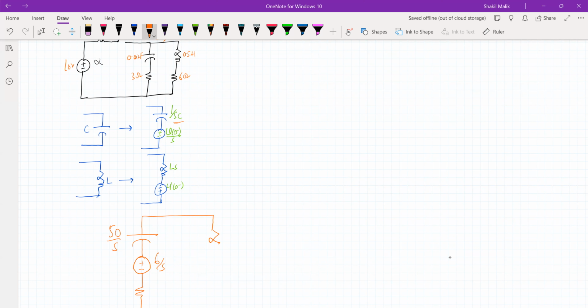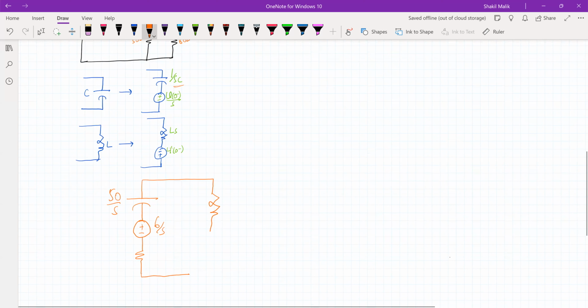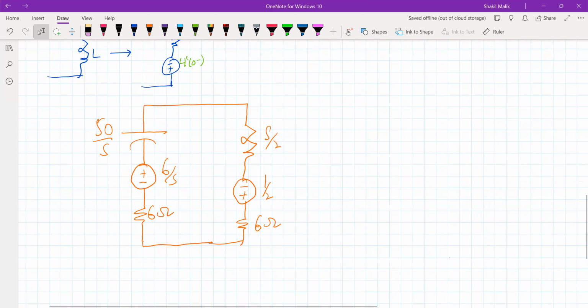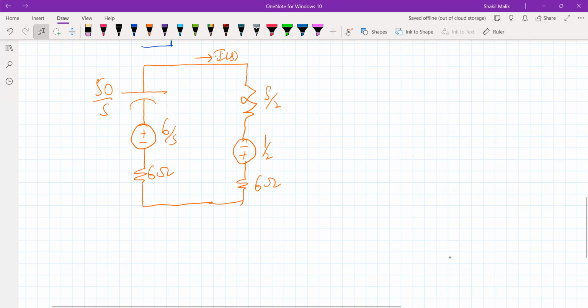Then the inductor will be replaced by an impedance LS. L is 1 by 2, so it will be S by 2 in series with a voltage source. The value of this voltage source is simply 1 by 2. Why? Because it is L I0, I0 is 1, L is 1 by 2. Then there is a 6 ohm resistor, and we have I of S here. So this is I of S, which we have to find.